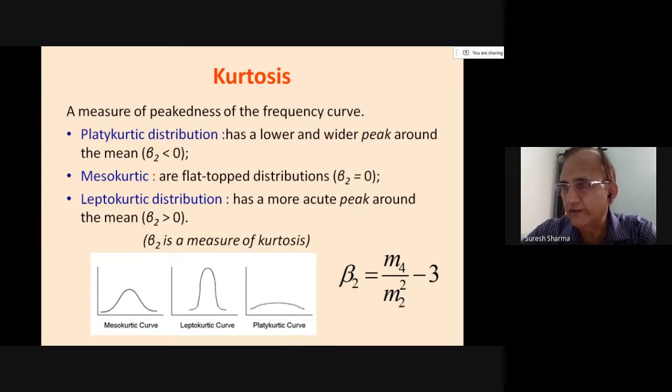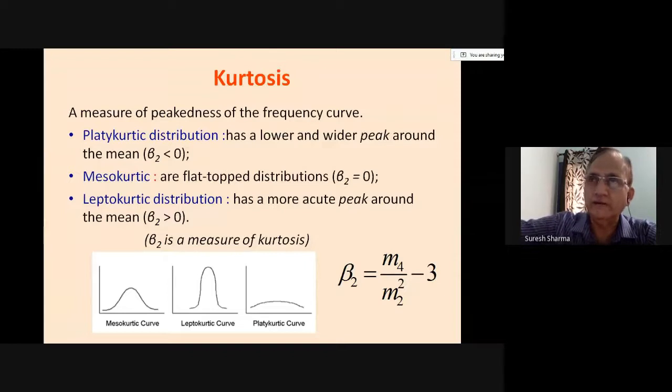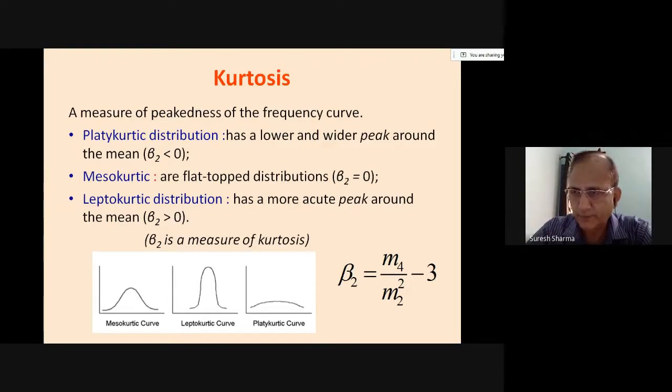Kurtosis stands for basically the peakedness of the curve: how peaked it is, how flat it is, or whether it is in between. We measure it by a term called peakedness. How do we compute it? There is a measure: the fourth order moment divided by the second order moment squared, minus 3. If you subtract 3, you can compare in terms of 0. SPSS will do it for all.